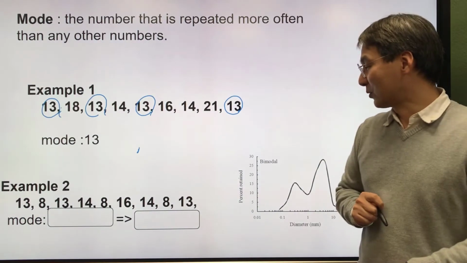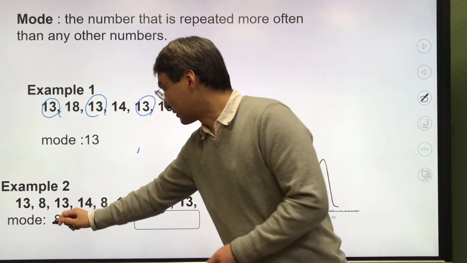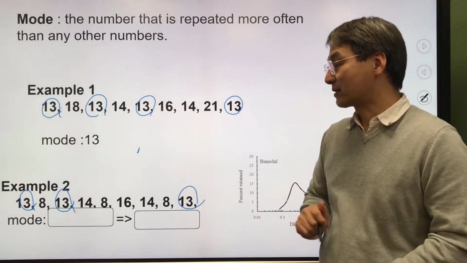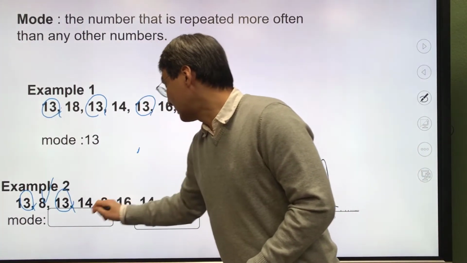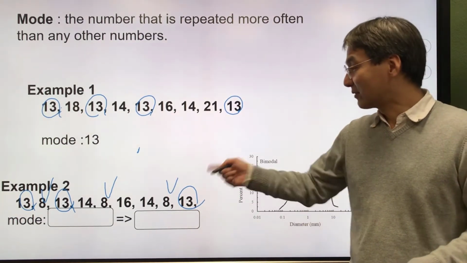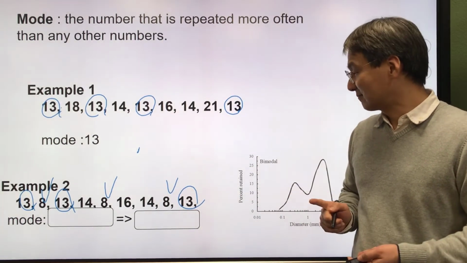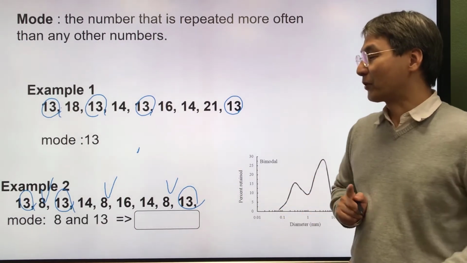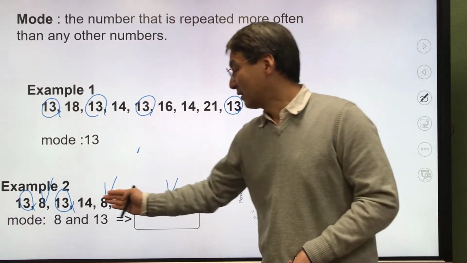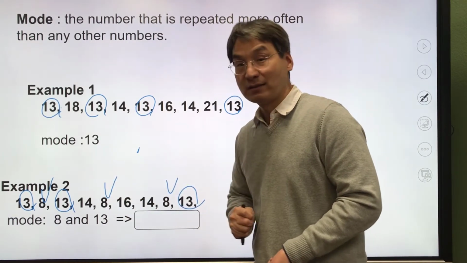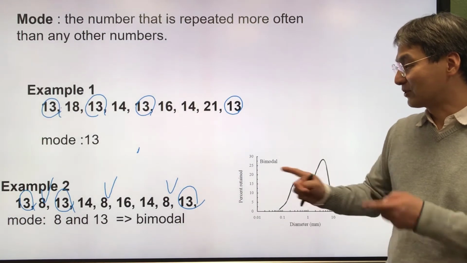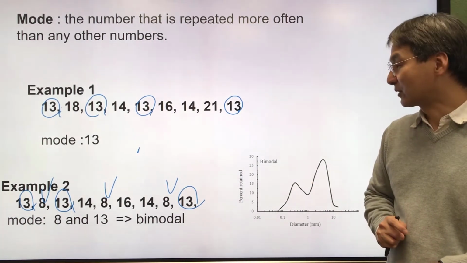Example 2. What's happening most frequently? 13, 13, and 13, 3 times. However, 8 is also happening 3 times. Therefore, which one is the mode? Both 8 and 13. So we say this distribution is bimodal because there are 2 modes. Two numbers are equally frequent.